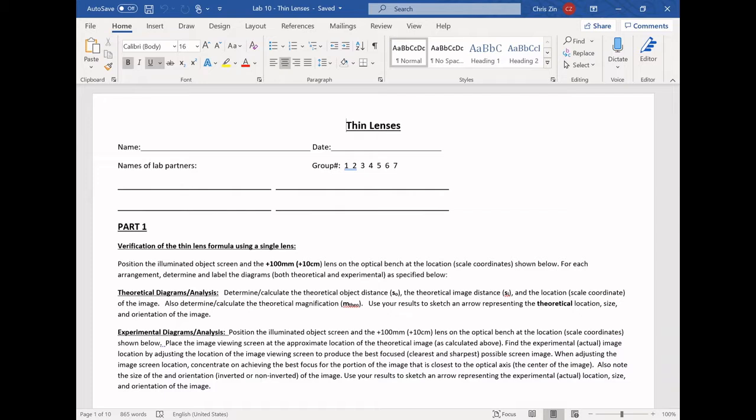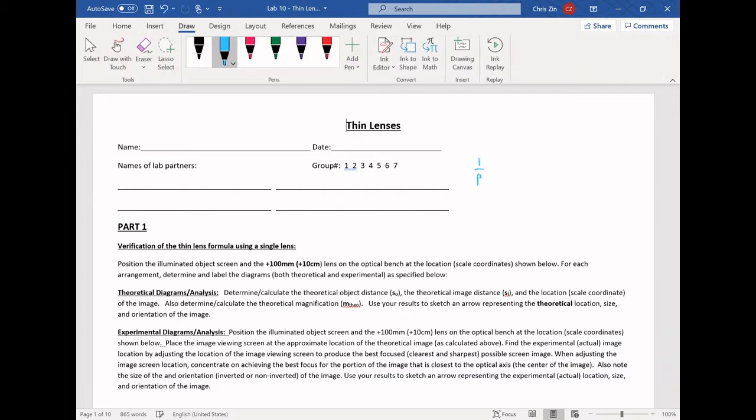So to remind you, the thin lens formula is 1 over P plus 1 over Q equals 1 over F, where P is the object distance, the distance from the object that's emitting light to the lens. Q is the image distance, the distance from the lens to where the image is. And F is the focal length of the lens.